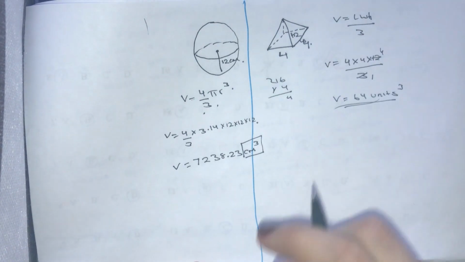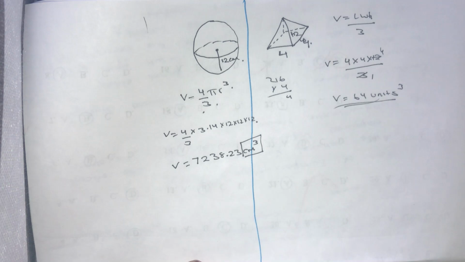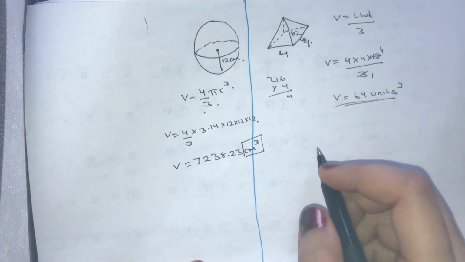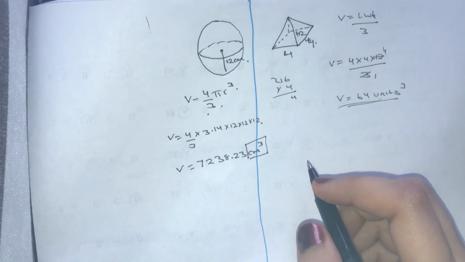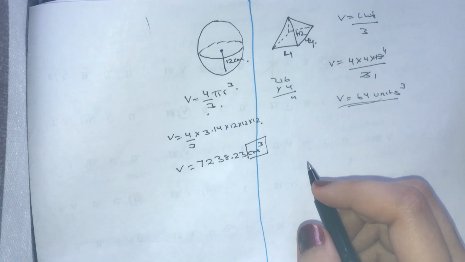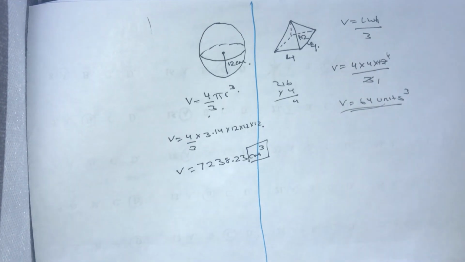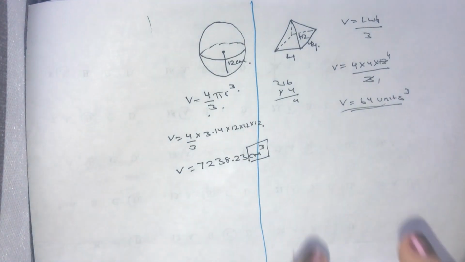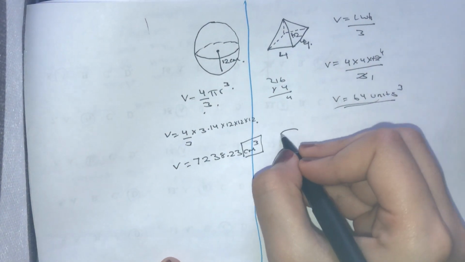Because they didn't give us units, it's not a must to write units cubed, but it's better to write it so your professor or your teacher knows that you know how the units of volume should be written. You know, it's always good to show off that you have extra knowledge. So even if you make tiny errors, your professor will know that you know stuff and might give you marks. So make sure you write that. Do not forget that. Okay, now let's go to cylinders.